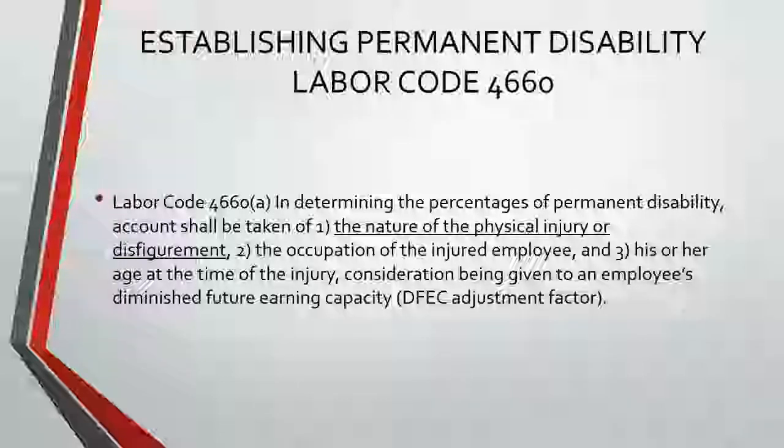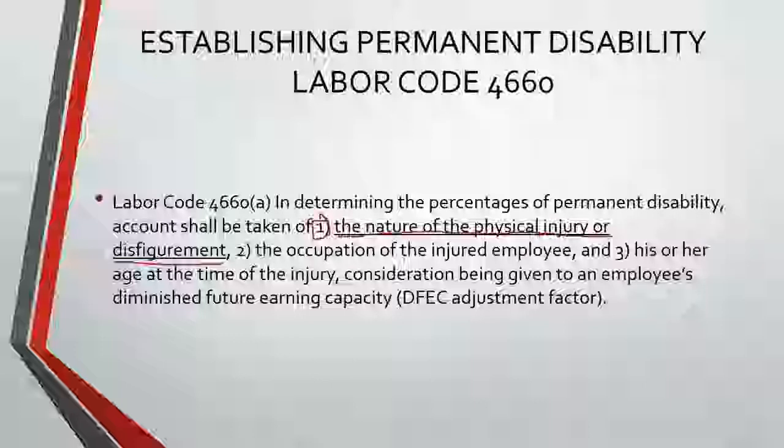So Section A of Labor Code 4660 tells us that in determining the percentages of permanent disability, account shall be taken of several things. Several things go into the final permanent disability rating that is assigned to injured workers. So number one is the nature of the physical injury or disfigurement. And this is the realm of the qualified medical evaluator. It's the qualified medical evaluator that reports on the nature of the physical injury or disfigurement by providing a permanent impairment rating through the use of the AMA Guides. So this is the contribution of the qualified medical evaluator.